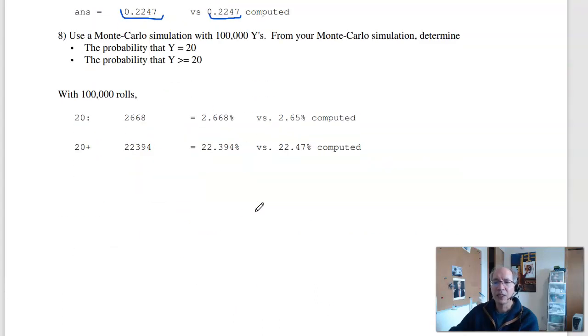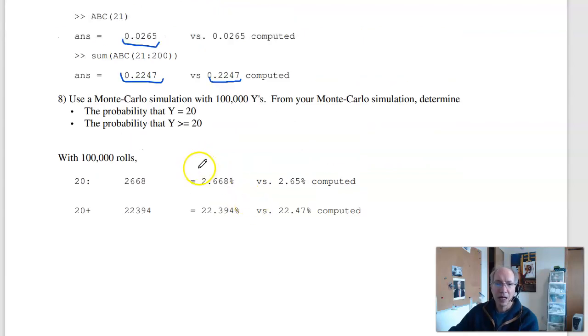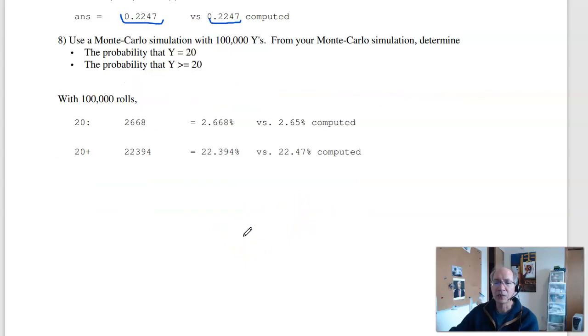And finally, using Monte Carlo, I can do the same thing. 20 rolls is 2668 out of 100,000, which is 2.668% versus 2.65. 20 or more, 22.39%, 22.47%. Again, Monte Carlo again confirms those numbers.